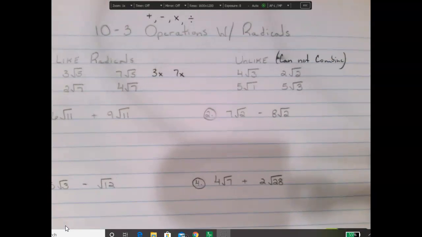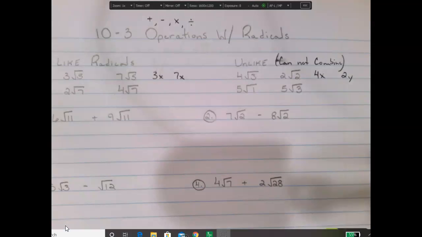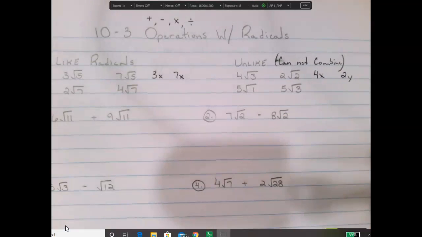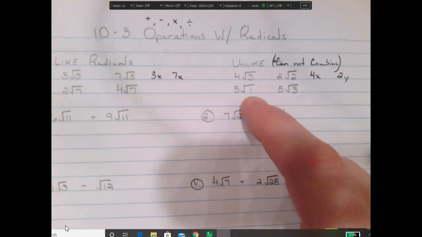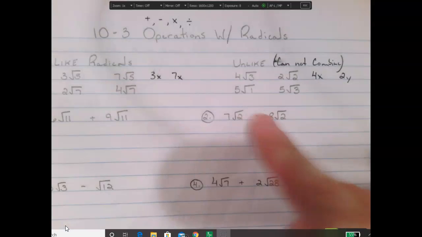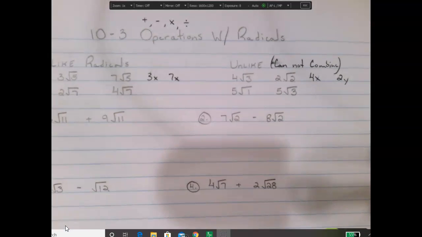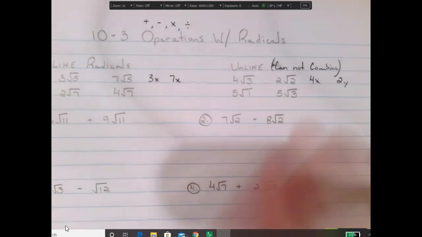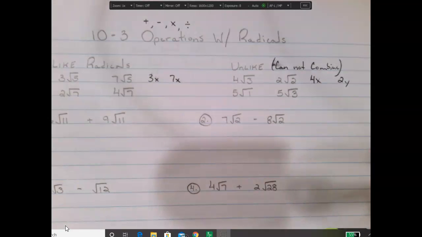And again, I like to think of these in terms of variables as well. So if I had 4x and 2y, every one of you guys should know you cannot combine an x with a y. So this would be as far as I can go with it. And just another example here, if I had 5 radical 1 and 5 radical 3. Again, radical 1, radical 3, not the same. It would again be like an x and a y. They're not identical, so I cannot combine those 2 radicals.